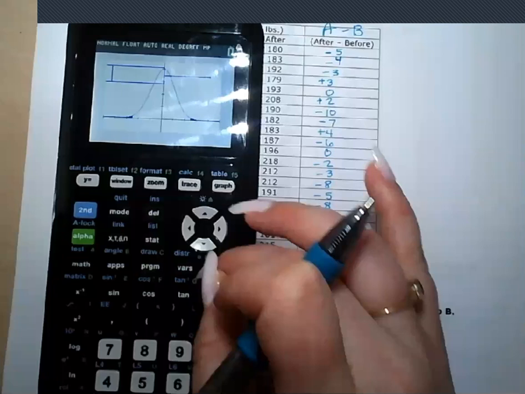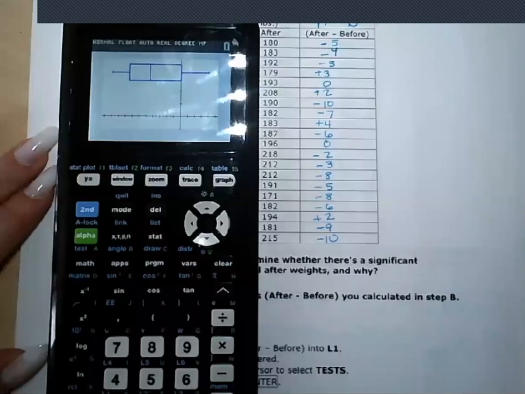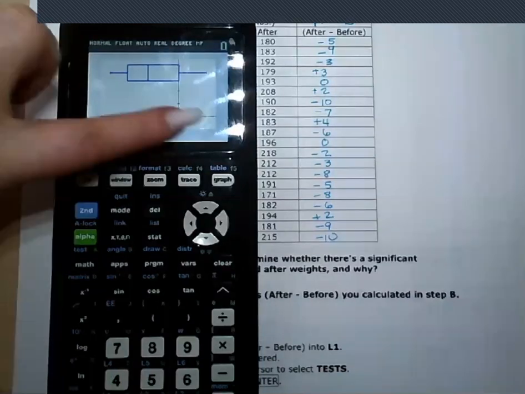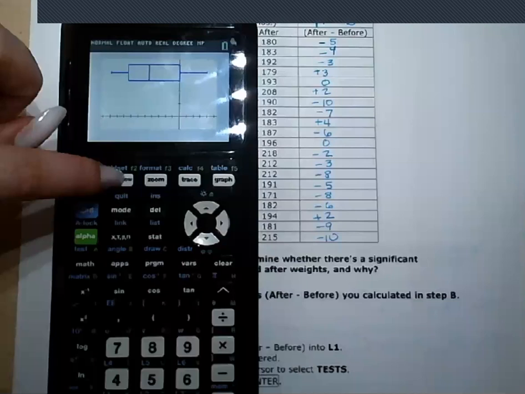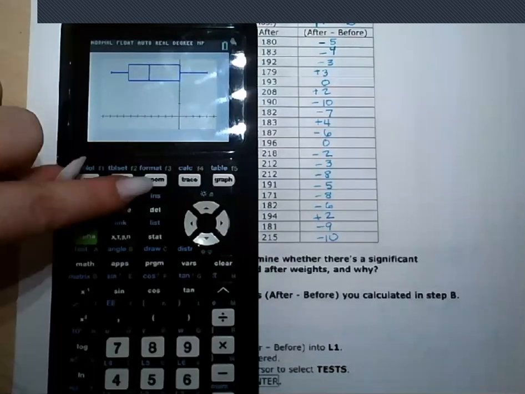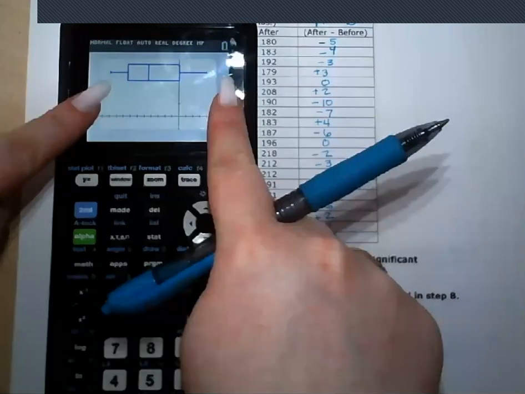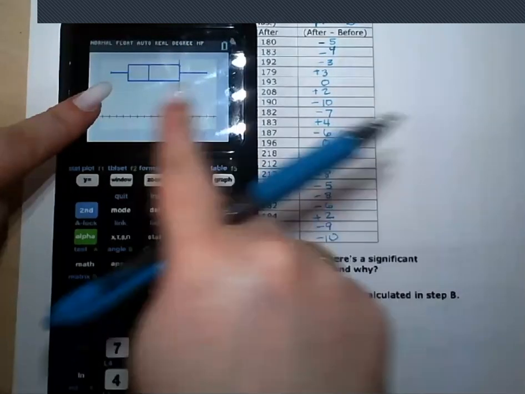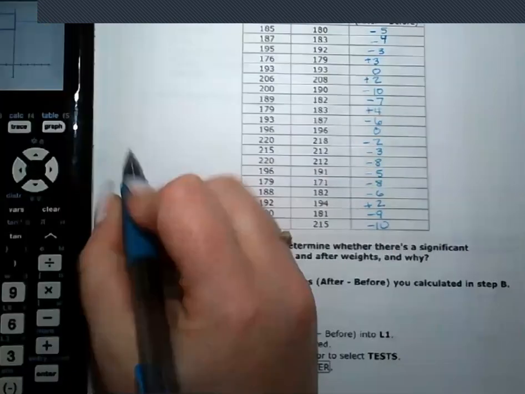Hold on here. Get that out of the way real quick. All right, I got rid of that sketch of that T distribution just by adjusting my zoom. So zoom 9 here is my box plot. I can see there are no dots on either side, so there are no outliers, and this looks mostly symmetrical. So I'm going to sketch it on here to show my work.